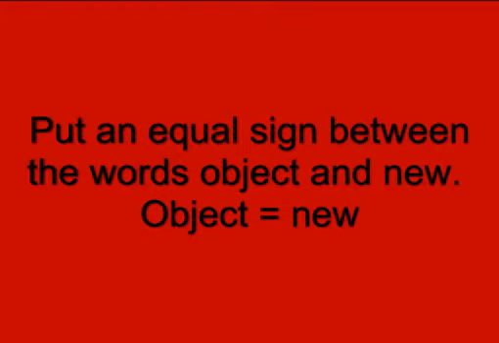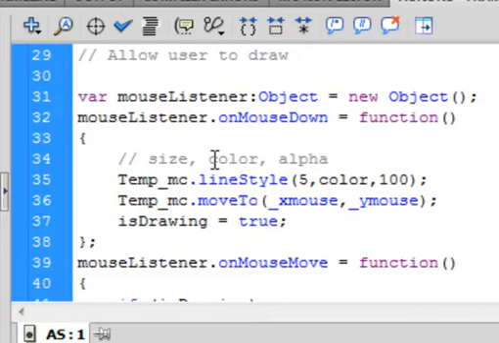Make sure you put an equal sign after the first word object before the word new. Here it is, mouse listener. What's it listening for? It's listening for the mouse to be pushed down. So copy this mouse listener, paste it here, small m, capital L, period, onMouseDown, small o, capital M, capital D. If you spell it right, it turns blue, equals, and here's our function.